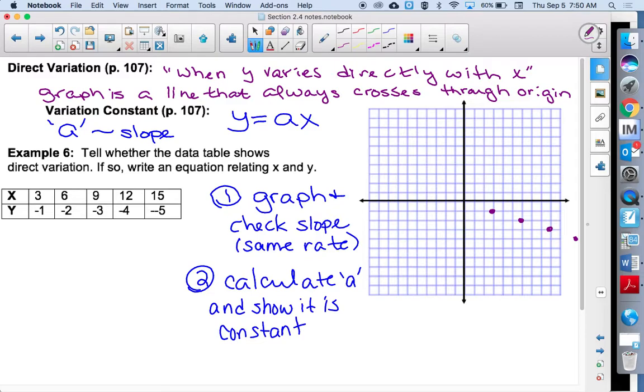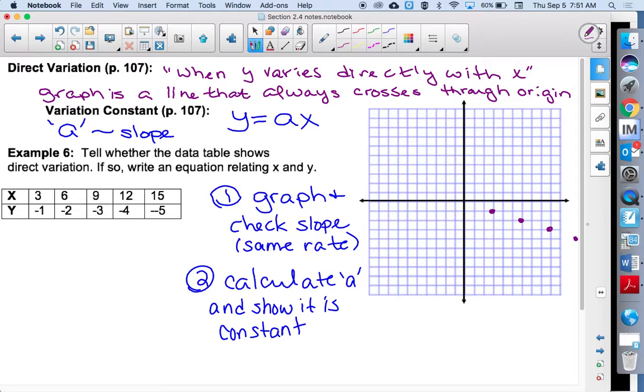So after you plot your points, in order to find the slope, you're looking to see from one point to the next, is it the same rate? So remember, slope is rise over run. So from my first point, I'm going down 1 over 3. The second one is down 1 over 3. My third one is down 1 over 3. To get to my last point, I would move down 1 over 3. So this is a constant rate.